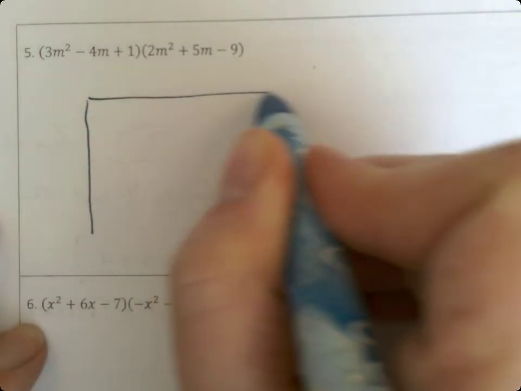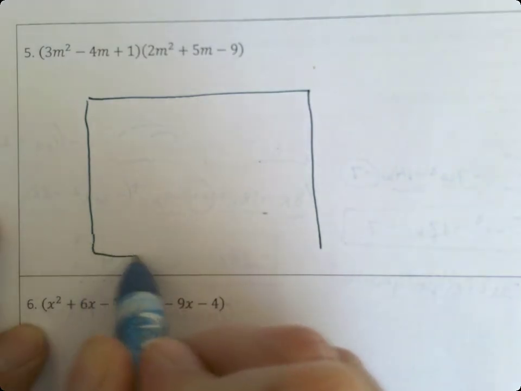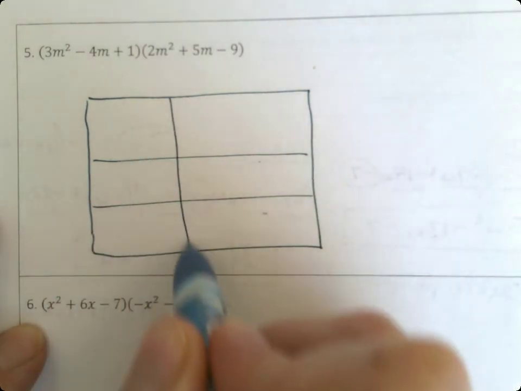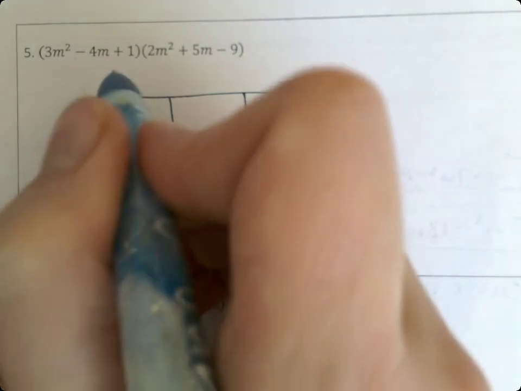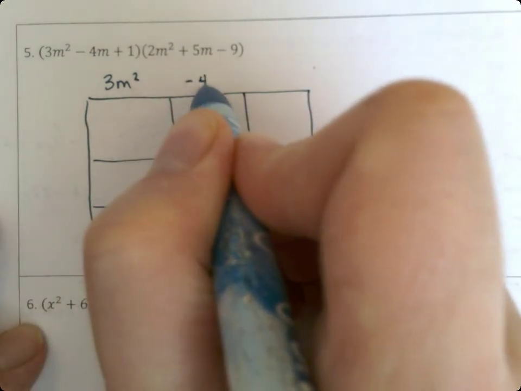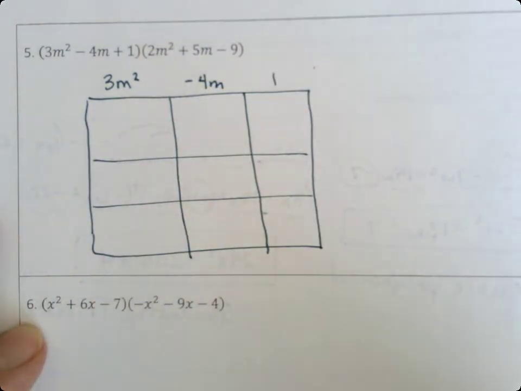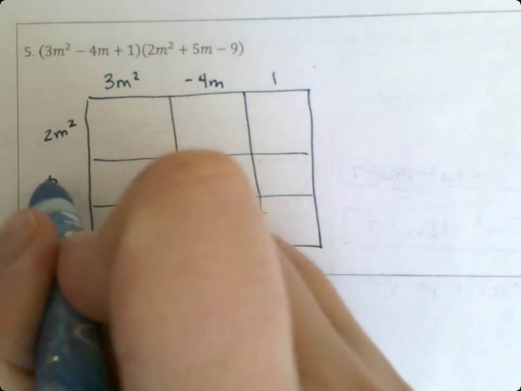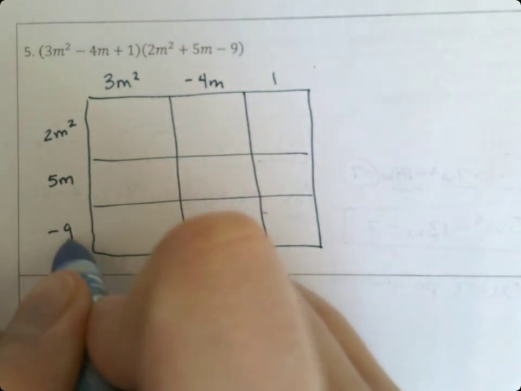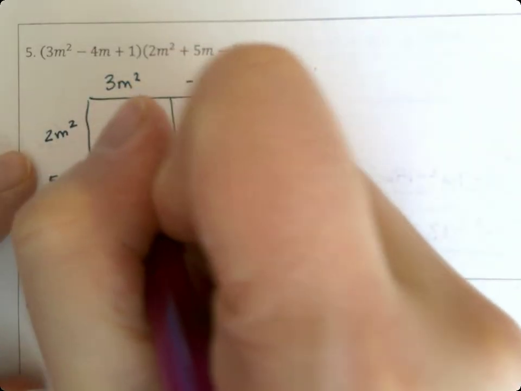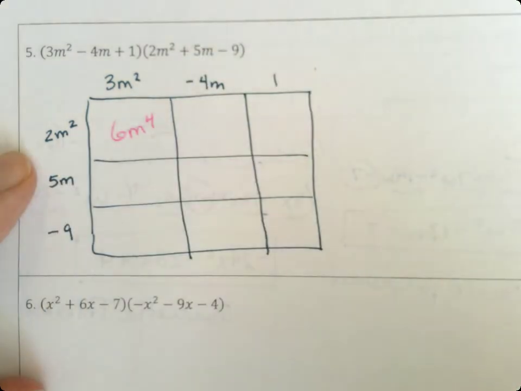So whatever you do, it does need to be organized. I need a bigger box. I need 3 times 3. And on the outside, it doesn't matter which way you put them, as long as you have the signs. See how the signs build with that number. 2m squared, positive 5m, negative 9. Okay, go ahead and go through. Watch your powers. Remember, when you multiply, you add the powers. Watch your signs.